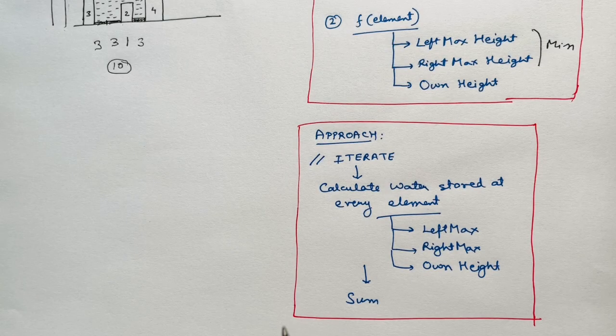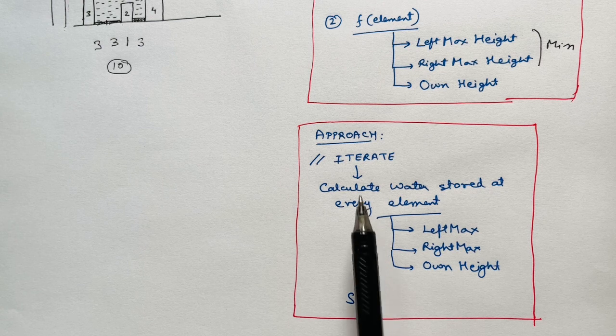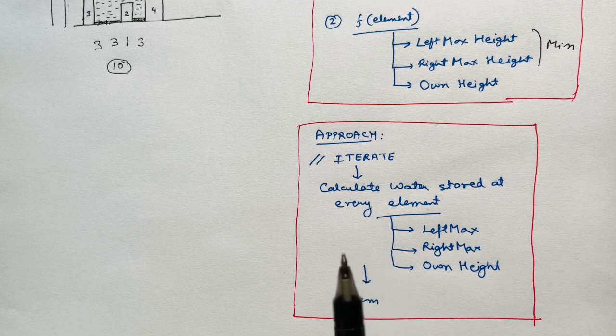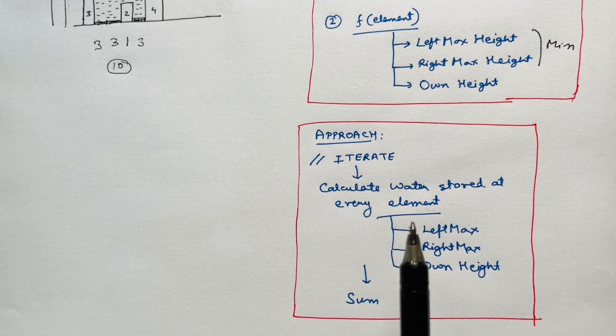So what does our overall approach to this problem look like? We are definitely going to iterate. Now in every iteration, we will calculate the water stored by that particular element. And then we will finally sum all of this. Now how do we calculate water stored for every particular element?